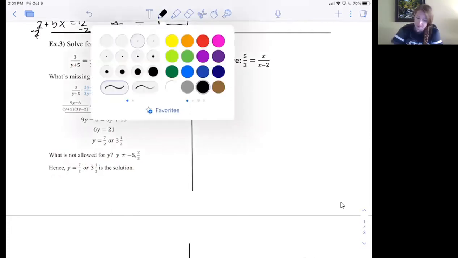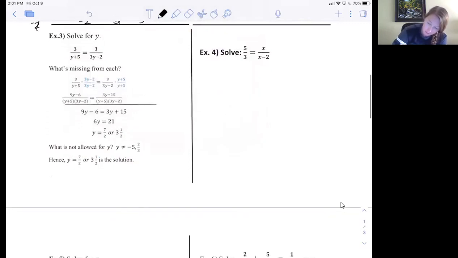Okay, so for example 4, for my LCD, for my first one, I have 3. For my second one, I have x minus 2. So I've got this 3 because nothing's the same in both. So I'm going to have to times this whole thing by 3.